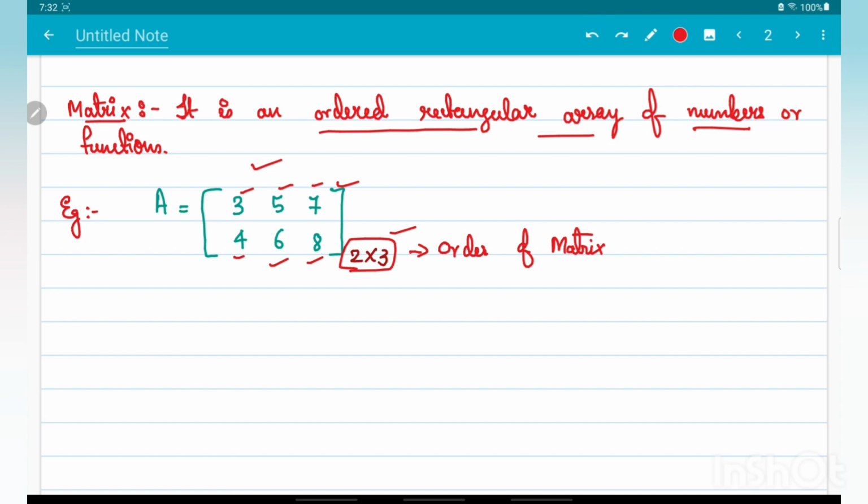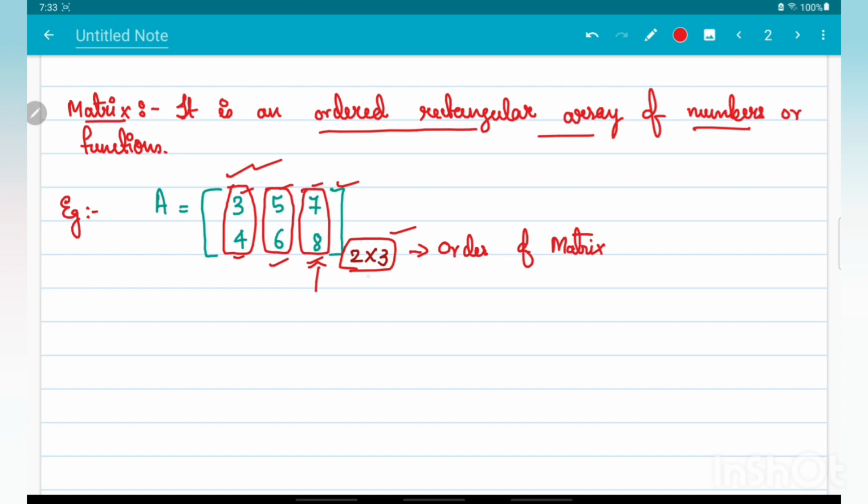Now apart from rows, there are columns also in this matrix. Like this is the first column, then this is the second column, and this is the third column. So there are 3 columns also in this matrix. There are 2 rows and 3 columns in this matrix. The first column has elements 3 and 4, second column has got elements 5 and 6, and the third column has got elements 7 and 8. So these are the 3 columns of the matrix.